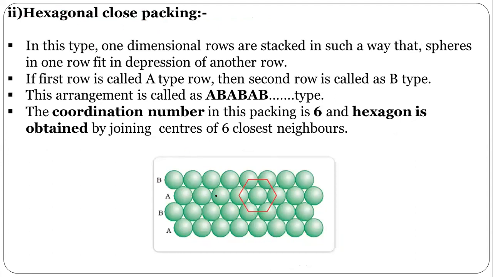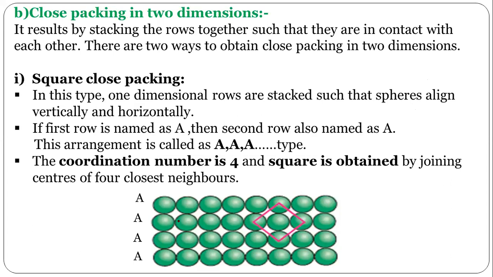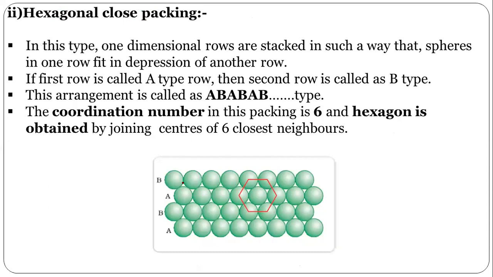Now the second one is hexagonal close packing. We can see this diagram. This is a layer. Now the B layer is not kept directly below. It is kept in the depression. So we can see here the packing is different. See the space here, and see the space here.